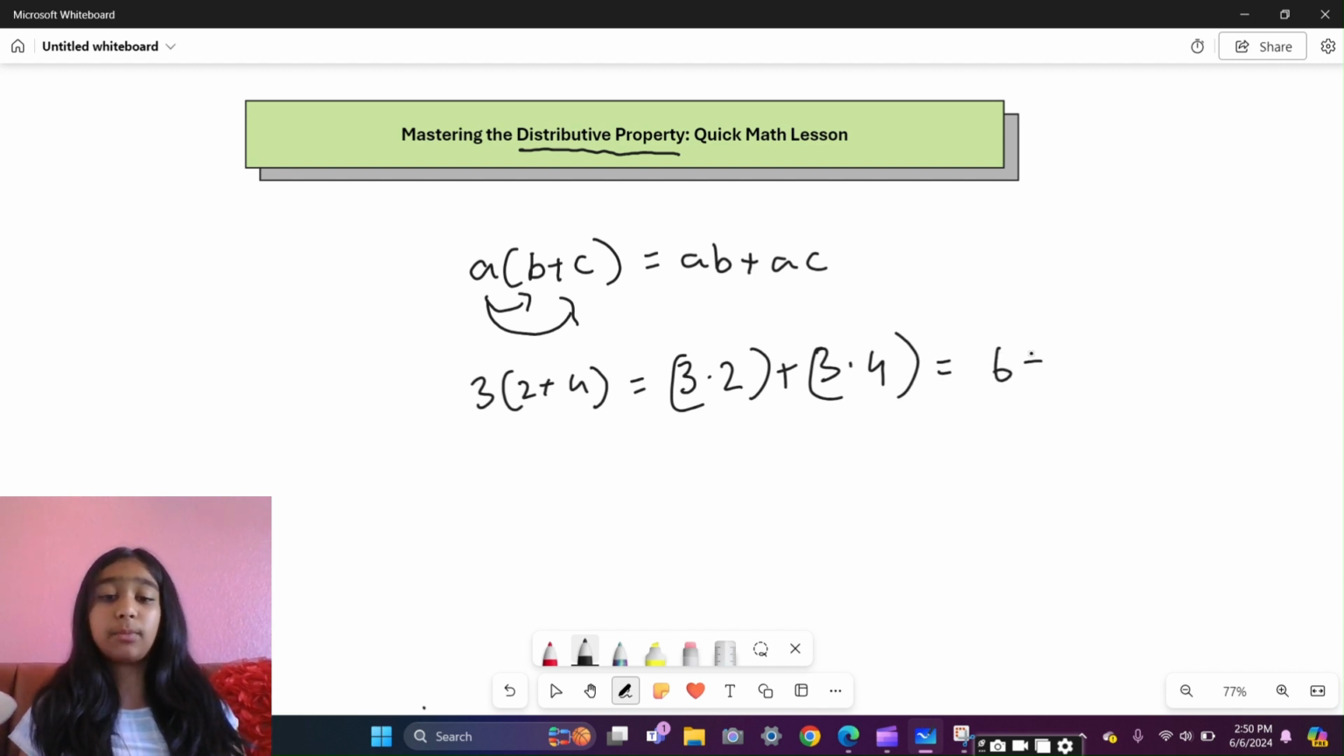Let's try another example with variables. 2 times (x plus 5). By distributing, we get 2x plus 10. Simple, right? And that's the distributive property.